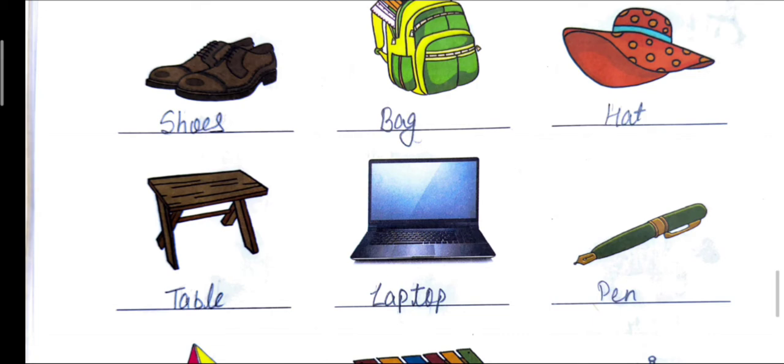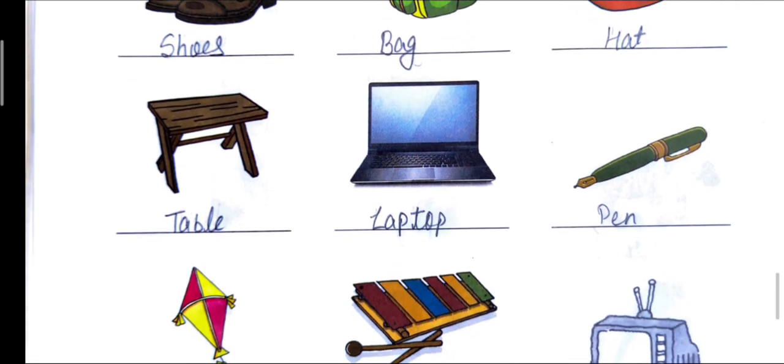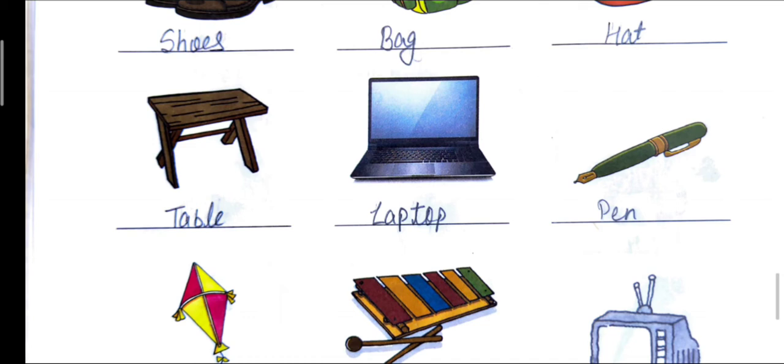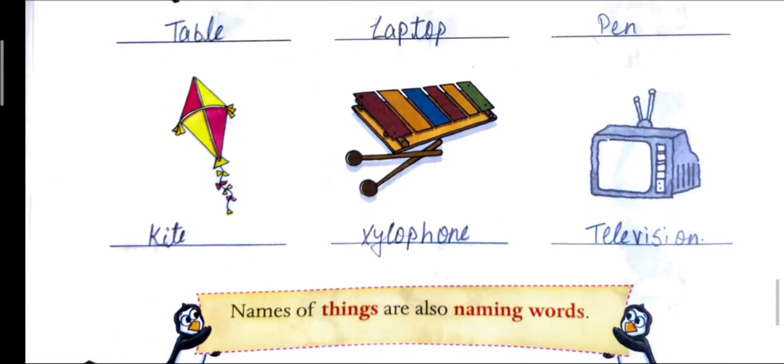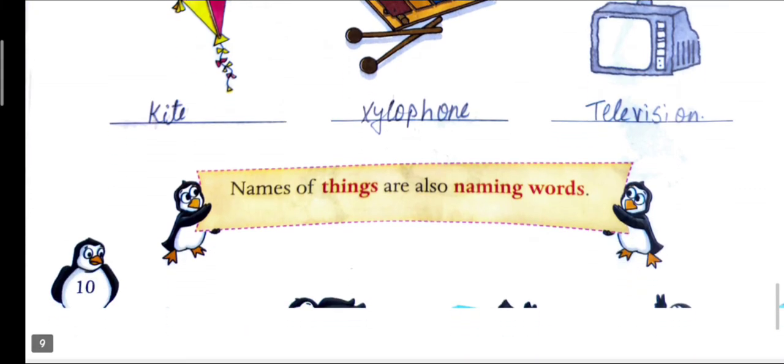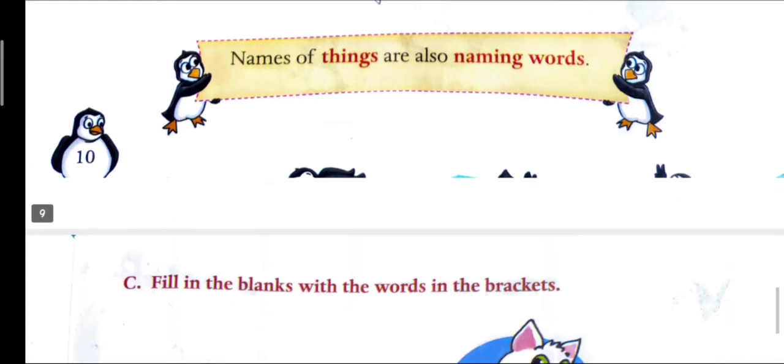Then table, T-A-B-L-E, table, on which you put your books and notebooks. Then laptop, L-A-P-T-O-P, laptop, on which your father does work. P-E-N, pen. Then kite, then xylophone, then television, in which you watch cartoons. Names of things are also naming words.